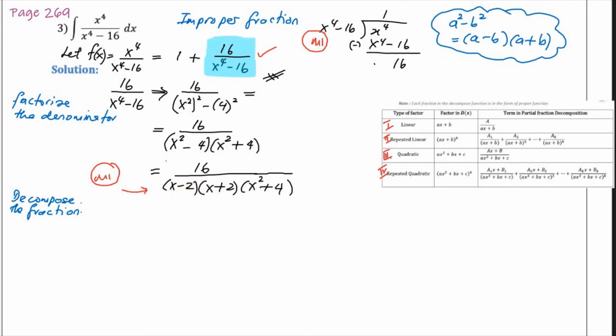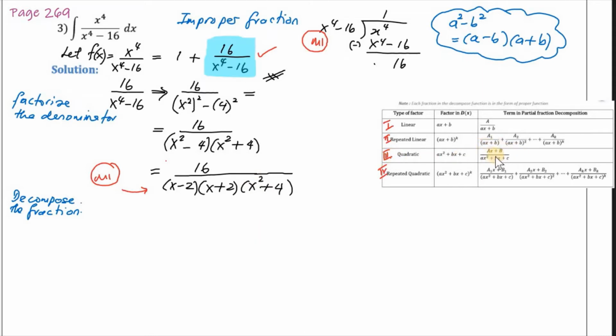As we analyze how to decompose it, we have to look back into our notes from last time. It is a case of a linear factor, so the format of decomposition is A over the factor itself. Here we also have another linear factor, a different factor, case number 1 as well, so it's a constant over the factor. But for this x squared plus 4, this is an irreducible quadratic. We cannot factorize further, so it is case number 3.